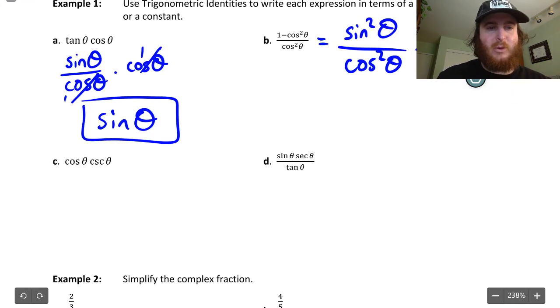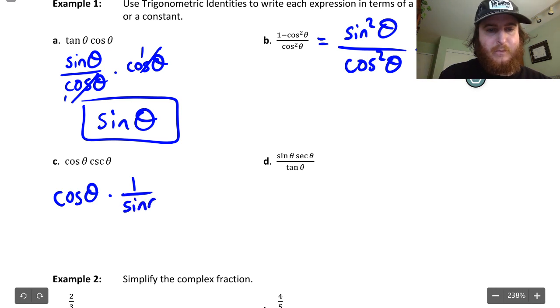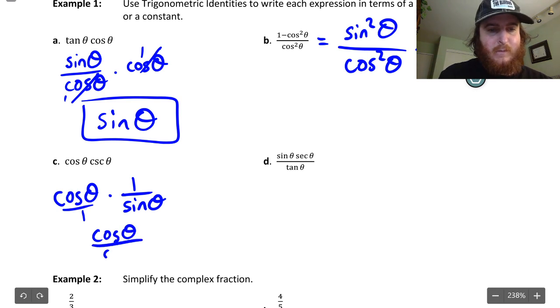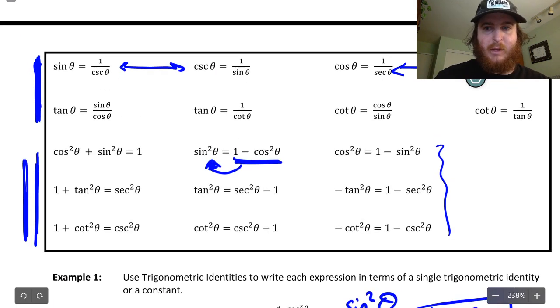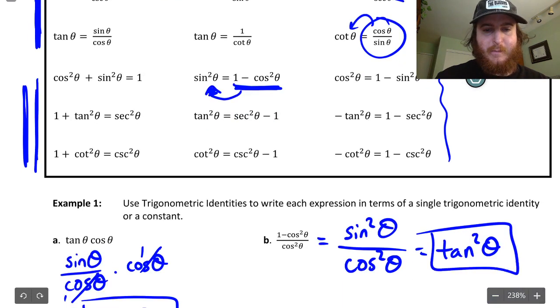Next one, cosine theta times cosecant theta. So like I said, I like to, when I can, leave cosine theta alone and then replace the other ones. So cosecant becomes 1 over sine theta, right? You can just multiply this to the numerator, but if you really want to, you can write it as a fraction and multiply across. So you get cosine theta over sine theta. And that becomes now not tangent, but when cosine's on top, it becomes cotangent theta, right? If you forget these, just go back up to your table and find, hey, where do I have cosine over sine? Oh, right there, cosine over sine, that's cotangent.